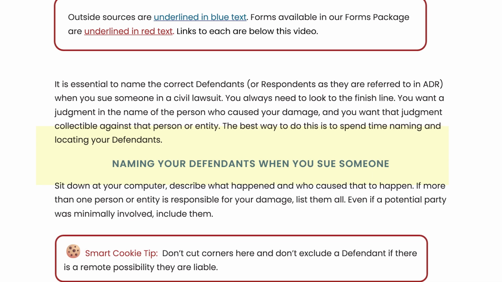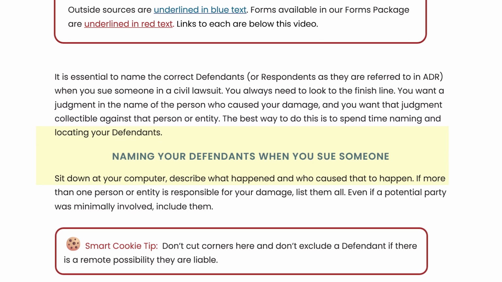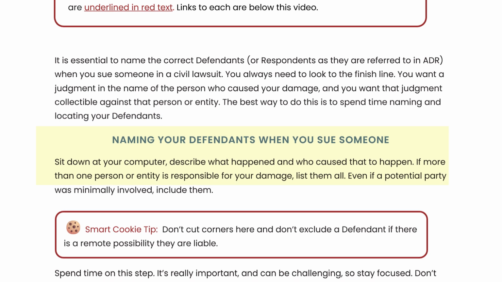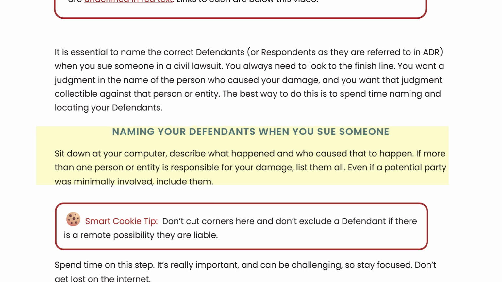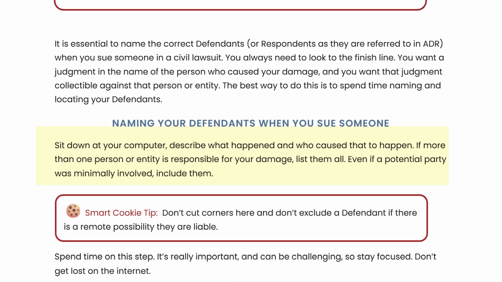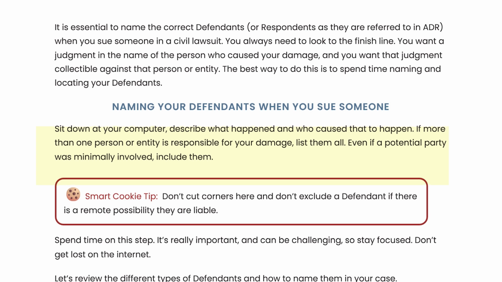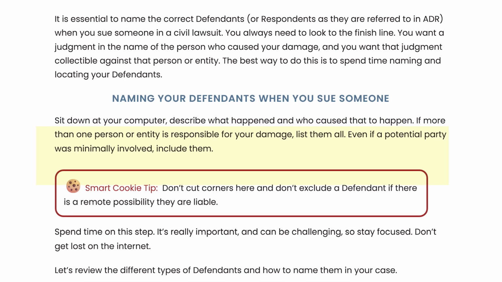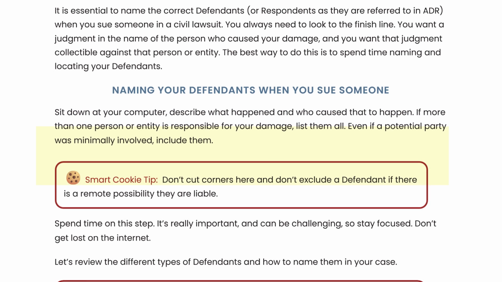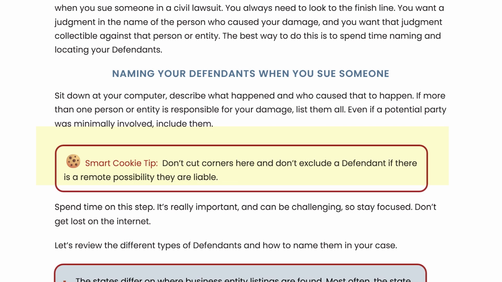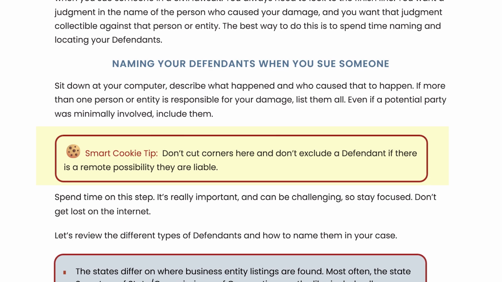Naming your defendants when you sue someone. Sit down at your computer, describe what happened and who caused that to happen. If more than one person or entity is responsible for your damage, list them all. Even if a potential party was minimally involved, include them. Smart cookie tip. Don't cut corners here and don't exclude a defendant if there is a remote possibility they are liable.